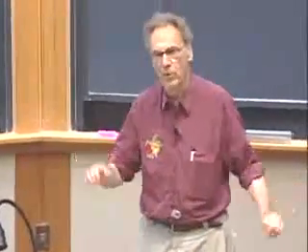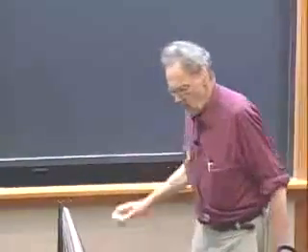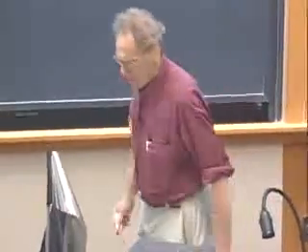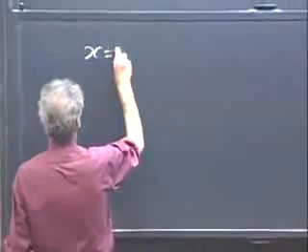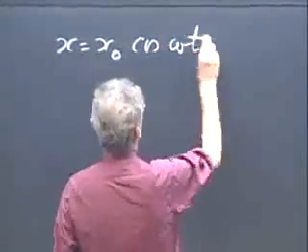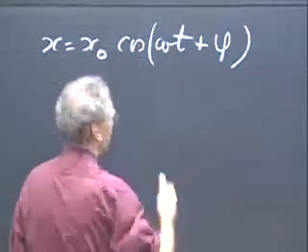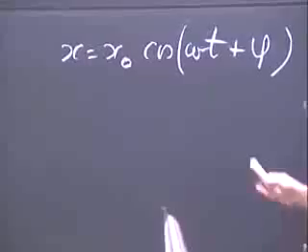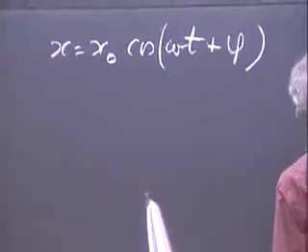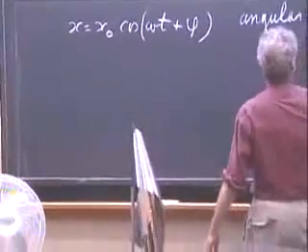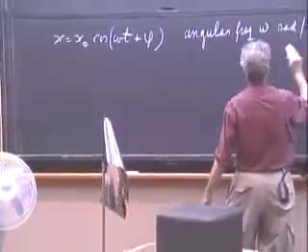Key, absolutely key in this course will be simple harmonic oscillations, because they're extremely common in nature. A simple harmonic oscillation, and you've seen this, of course, in 8.01, can be written as follows: x equals x0 cosine of omega t plus phi. You can write a sine here if you want to. x0 is the amplitude. It's the largest displacement from equilibrium. Omega is the angular frequency, which we express in terms of radians per second.